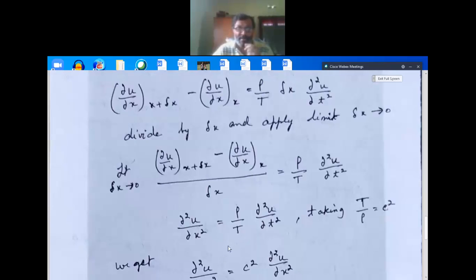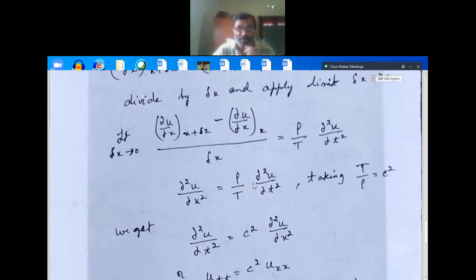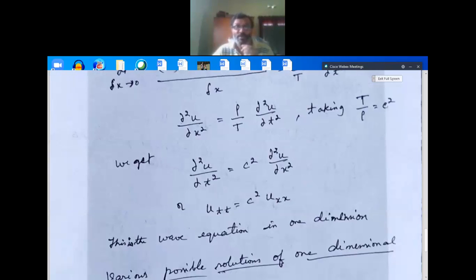Now we write here dou squared u by dou t squared, taking the others to the other side. We take this to the other side, cross multiply, t by rho. And t by rho is taken as c squared. The standard value t by rho is taken as c squared. So dou squared u by dou t squared is equal to t by rho, that is c squared, times dou squared u by dou x squared. That is, dou squared u by dou t squared is equal to c squared into dou squared u by dou x squared. Now we can write it in short form.